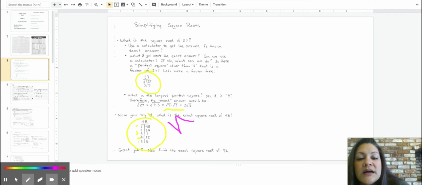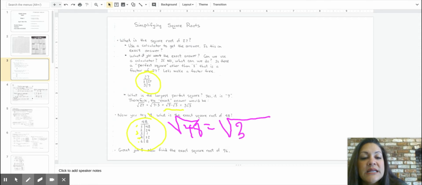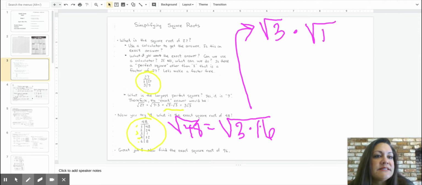The square root of 48, we can pull those out into the square root of 3 times 16. I'm going to go up here to the top. I guess I should have started there, but that's okay. I'm going to separate those. So that gives me the square root of 3 times the square root of 16.